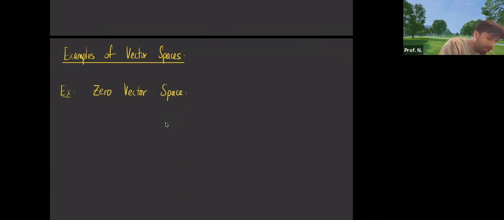So what is the zero vector space? It's the vector space that contains only one element. It's a singleton set, a set containing only one element.